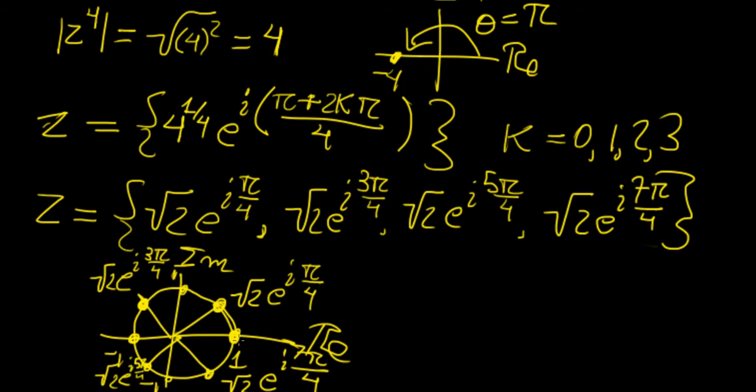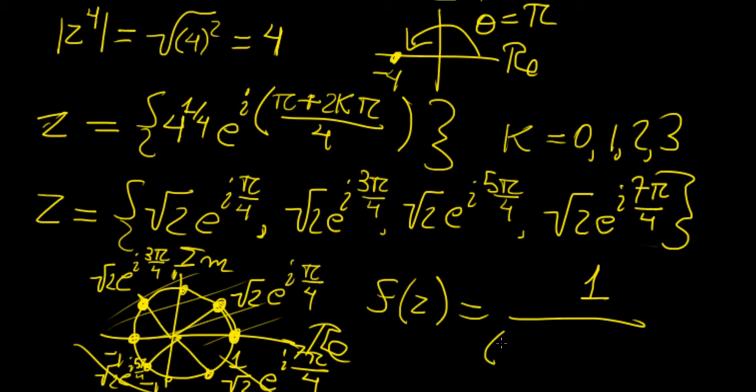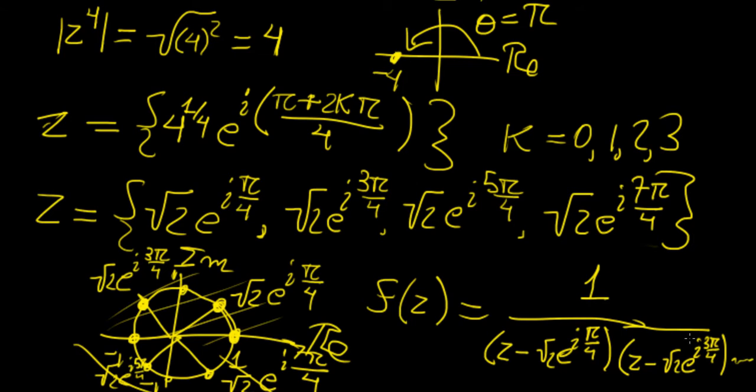And we said that we only take into account whatever poles lie on top of the real axis. So this basically means that we're going to ignore these two, and our two poles are going to be these two. And now what we need to do is write the function f of z as 1 over z minus root 2 e to the i pi on 4. So we're just going to factorize that denominator, z minus root 2 e to the i 3 pi on 4. And then we need to do the same for all four roots. So that's going to become the function.